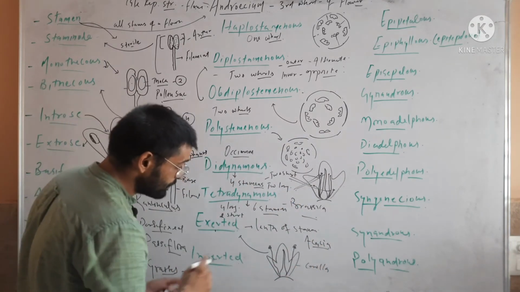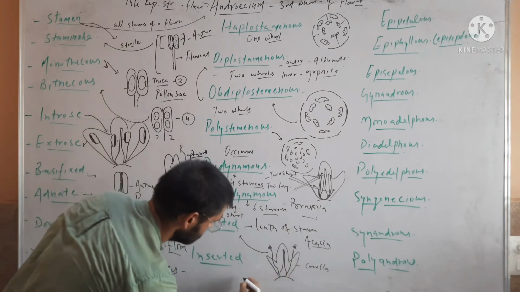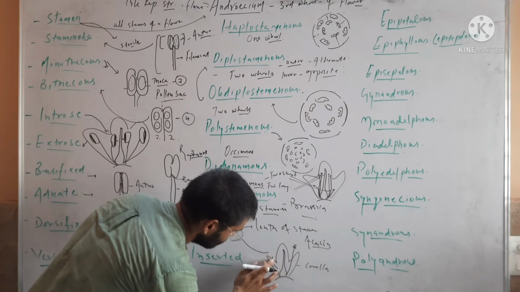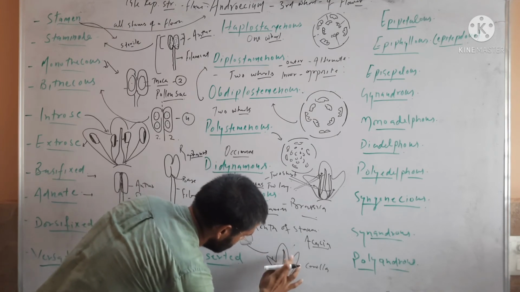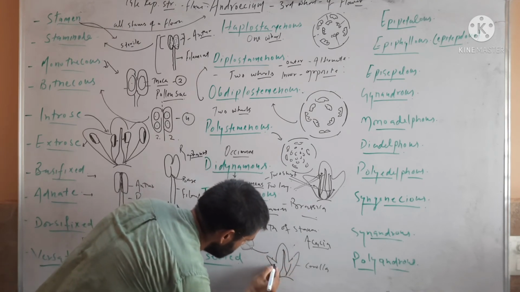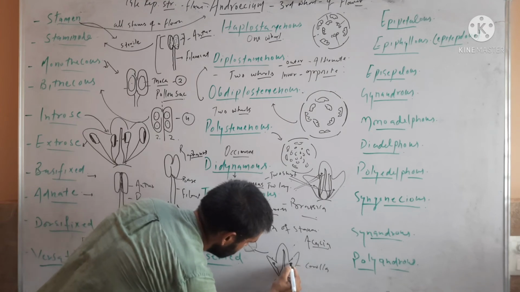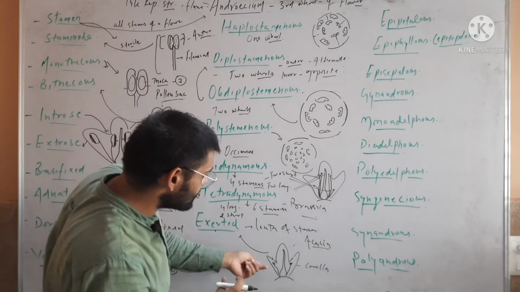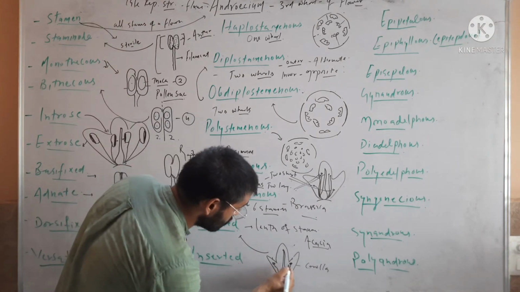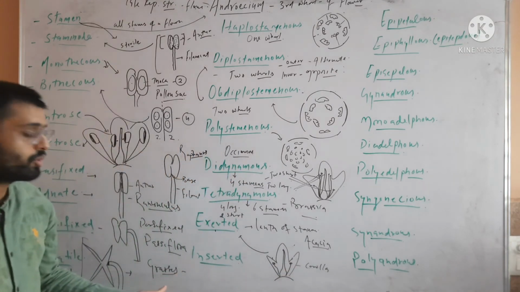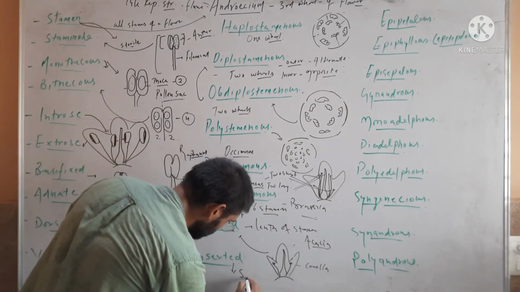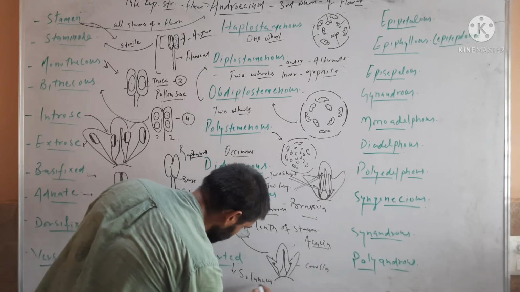Inserted. We can show it like this. If the length of the stamen is shorter and they remain inside the corolla tube, shorter than the corolla, then they will be called inserted. For example, solanum.